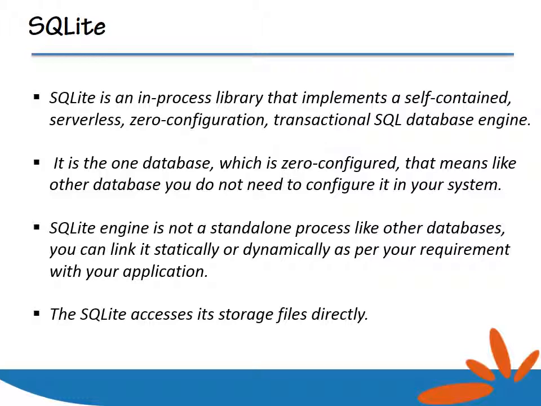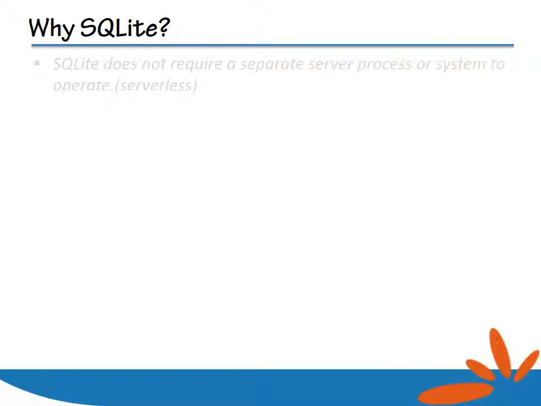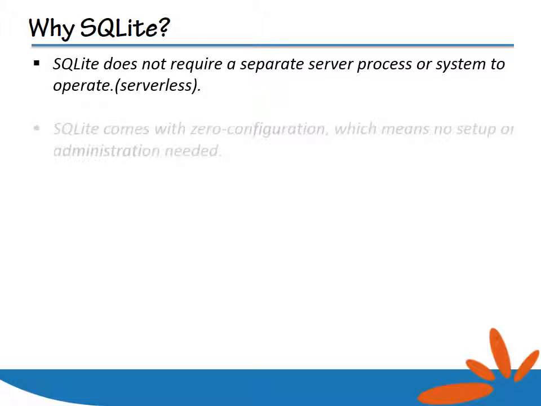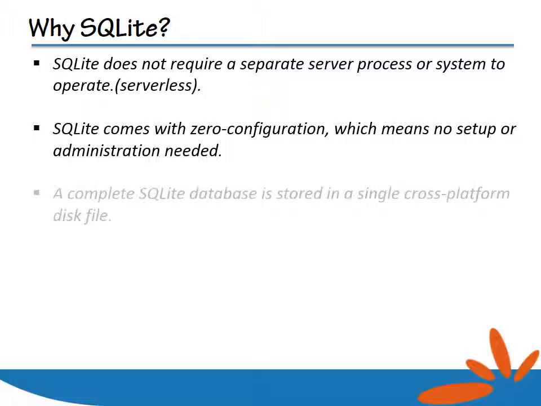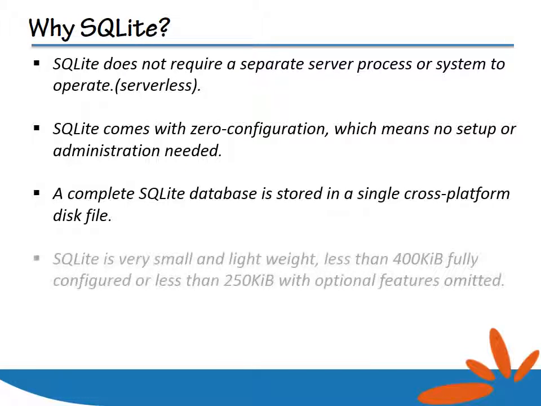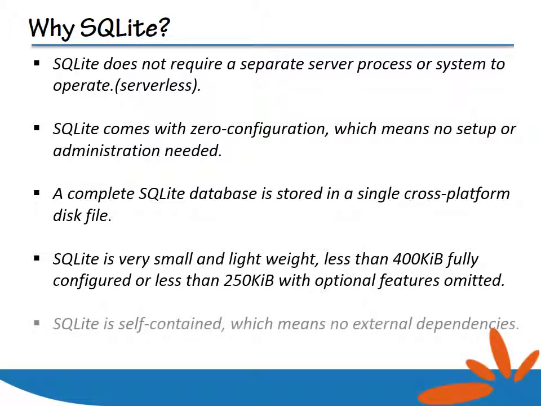It stores files directly. But why should we consider SQLite? SQLite does not require a separate server process or system to operate, which means it is serverless. SQLite comes with zero configuration, so no administration is needed. A complete SQLite database is stored in a single cross-platform disk file. SQLite is very small and lightweight: less than 400 kilobytes fully configured, and less than 250 kilobytes with optional features omitted and no external dependencies.